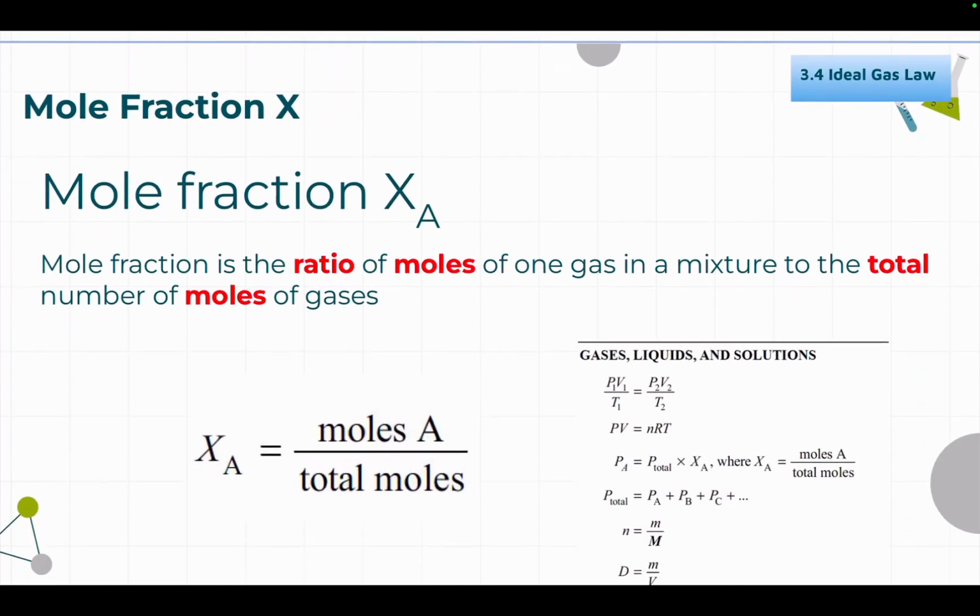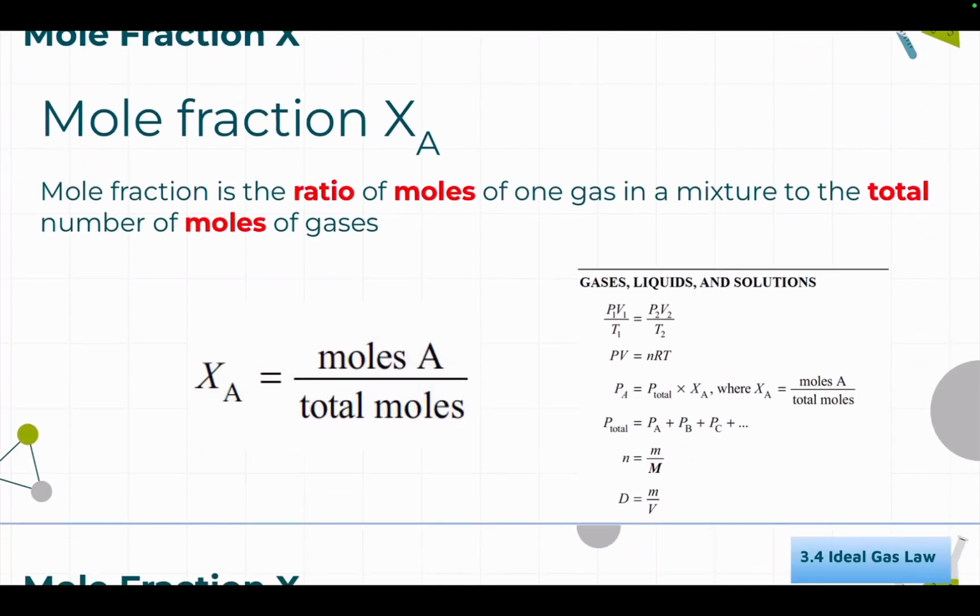Now, we're also going to talk about something called mole fraction. A mole fraction is when you look at the ratio of the moles of just one of the gases in the mixture to the total moles of the gases in the whole mixture. This is also on your formula sheet. So if I want the mole fraction of A, my one gas, I'm going to take the moles of that gas divided by the total moles, and that gives me the mole fraction.